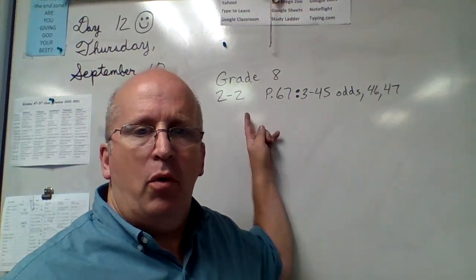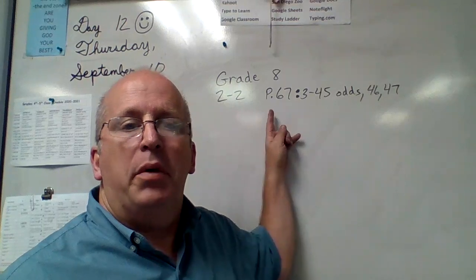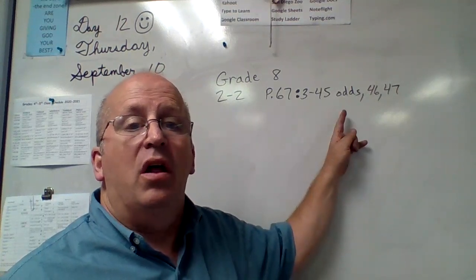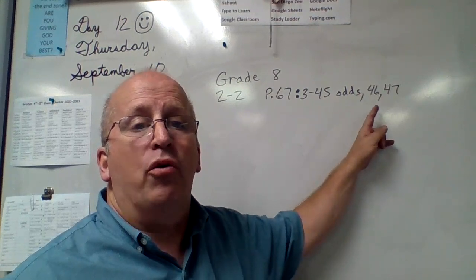Lesson over here 2-2, page 67, numbers 3 through 45, the odds, but then also 46 and 47.